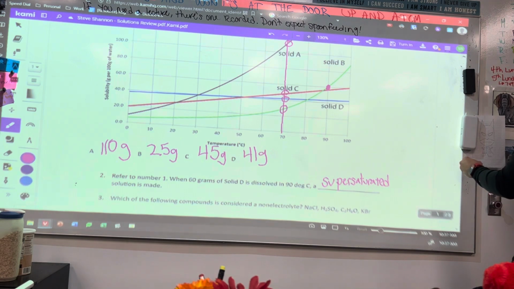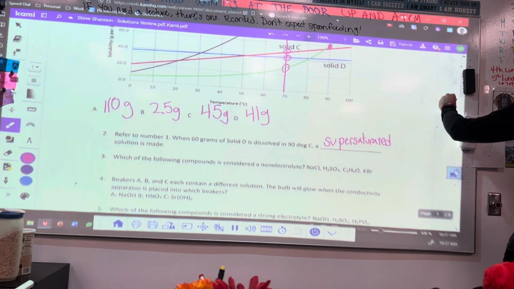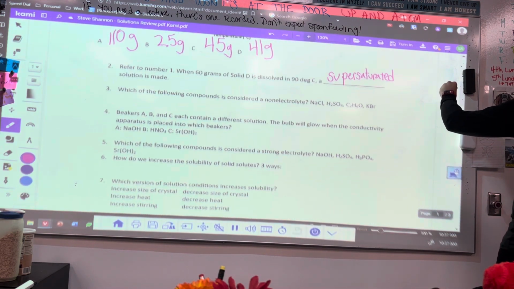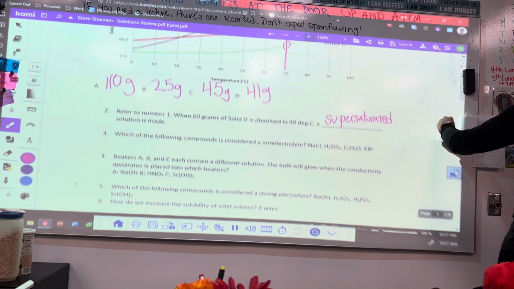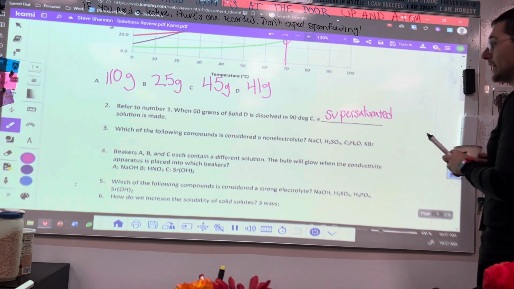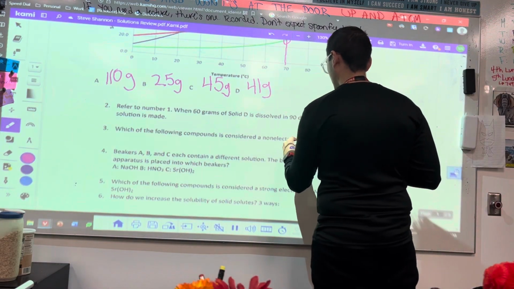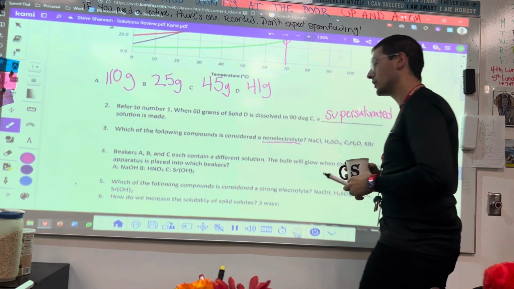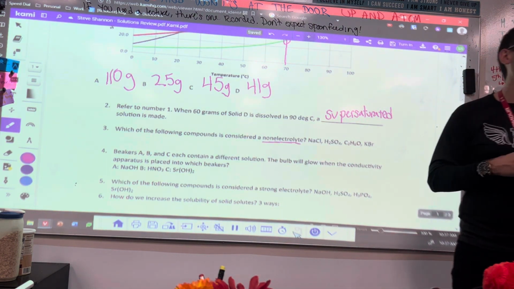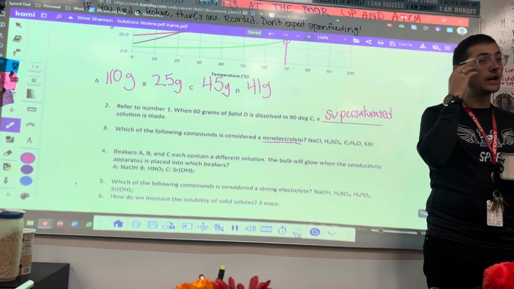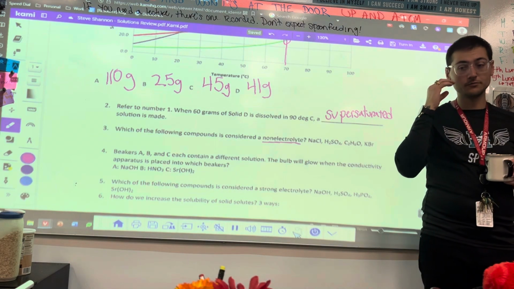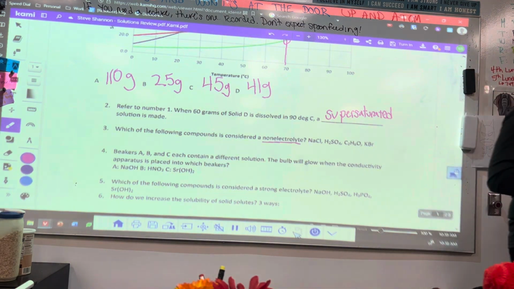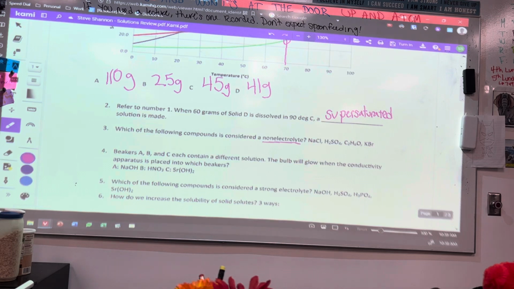Number 3. Which of the following compounds is considered a non-electrolyte? Non-electrolyte. So, if we remember, an electrolyte is an ionic compound that dissolves, or it dissociates and forms ions in solution.